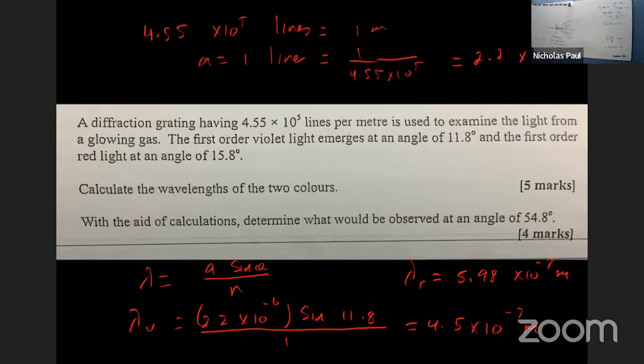For the first part, you had to do both of them. Oh, yeah, you had to do it twice. 11.8 was for violet, and we got 4.5 by 10 to the minus 7. Change the angle and then find for red.